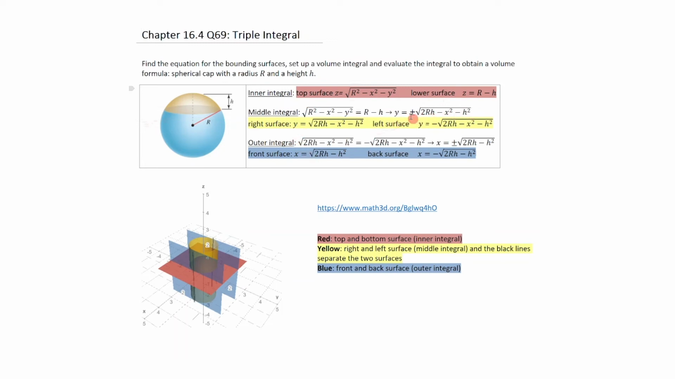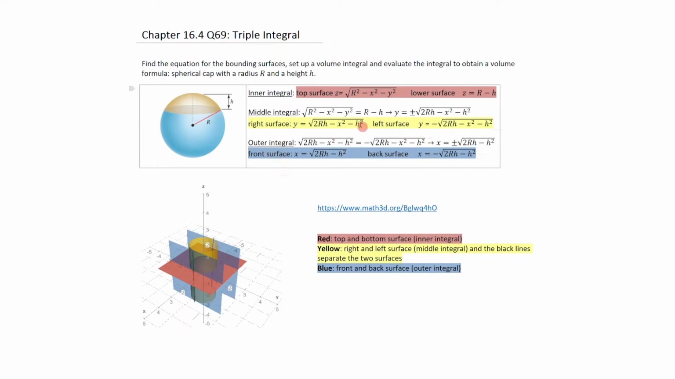Again, z is not mentioned here, so z is basically extruded into positive and negative directions. So in fact, it's a cylinder, or two semi-cylinders, half cylinders. So in this case, the right surface will be the larger value of y, and the left surface will be the lower value, which is a negative value.